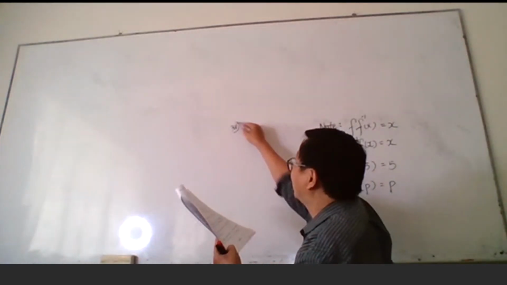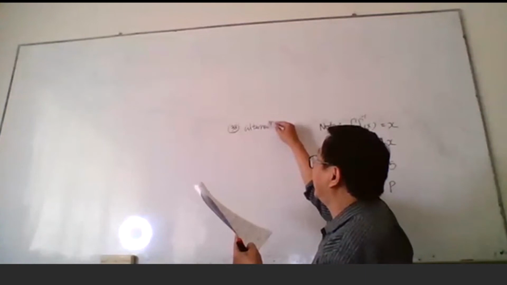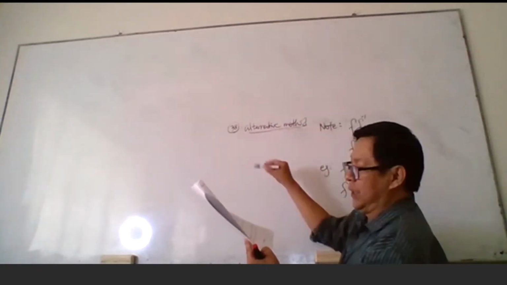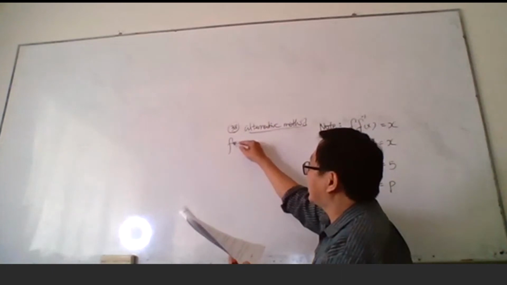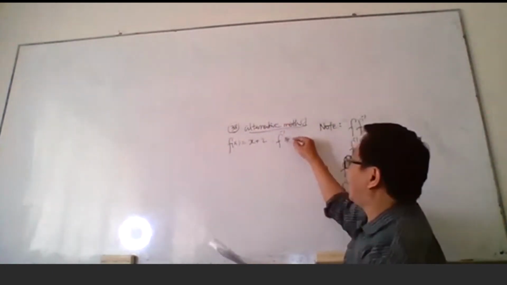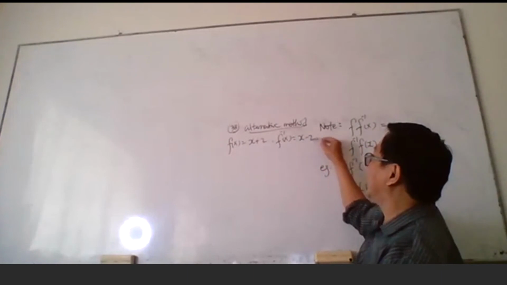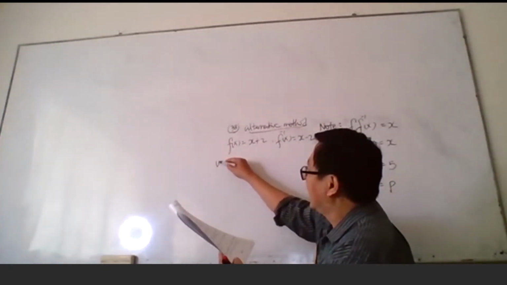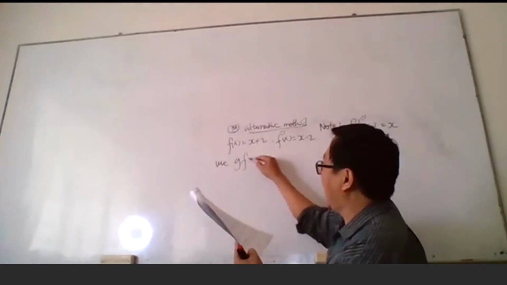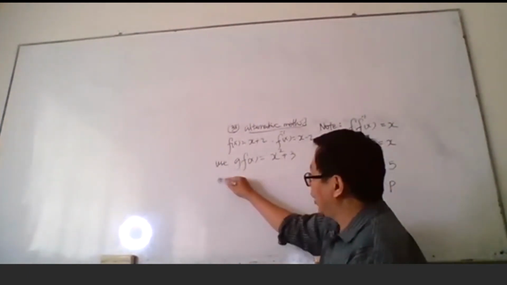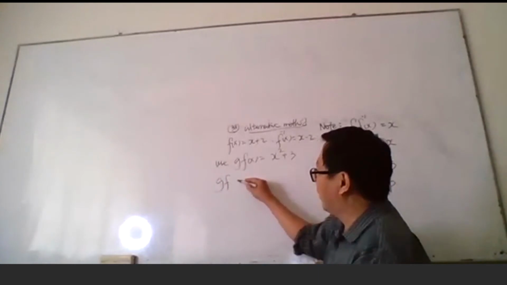Question 38, another alternative method or alternative solution. So f(x) will be x plus 2. And what's the inverse function? It will be x minus 2. Okay, now I'm going to use this. I use g f(x) equal to x squared plus 3. The g will remain. The f will remain.